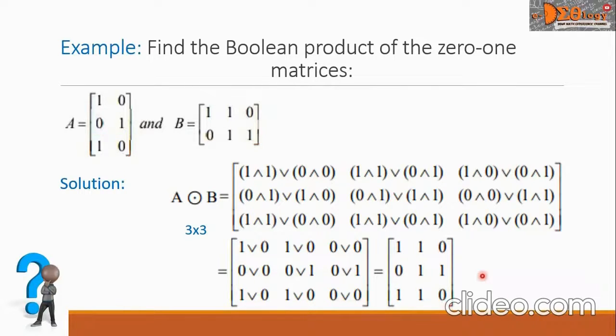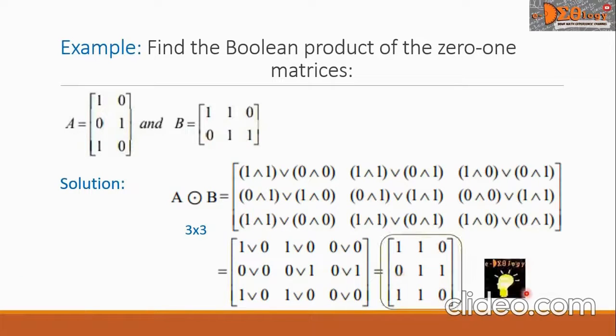The Boolean product of matrices A and B is the matrix 1, 1, 0, 0, 1, 1, 1, 1, 0. This is the final answer.